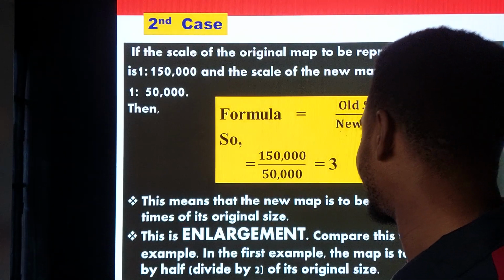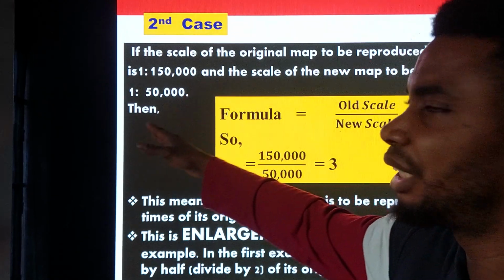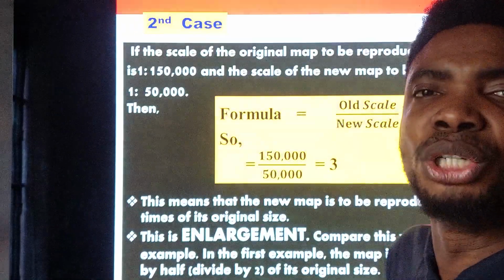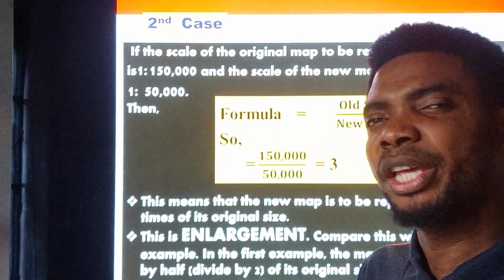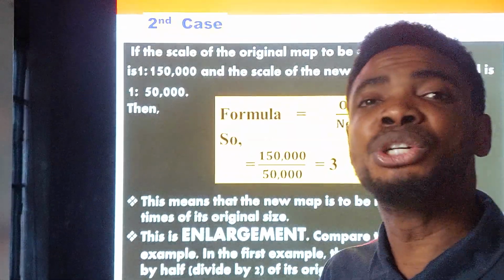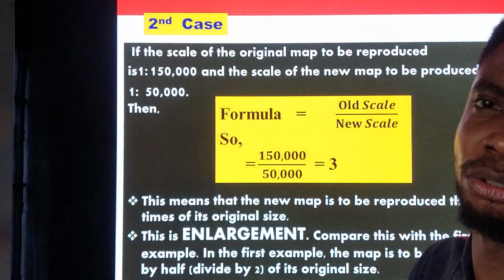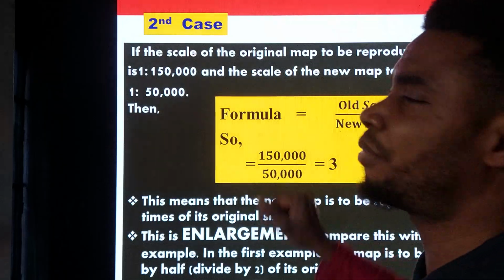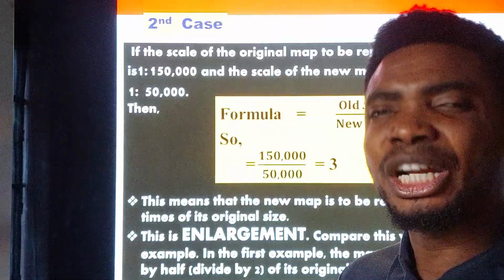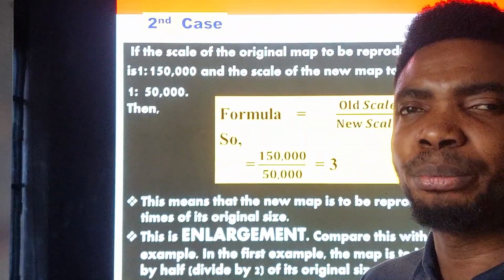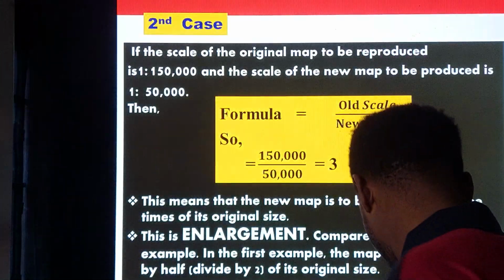So we have a second case. Like I said, they give you a new scale. The first scale that is on the map is 1 to 150,000. The new scale you are given is 1 to 50,000. Just say old scale over new scale, and you have 150,000 over 50,000. That will give you 3. That is a whole number, and the implication is that you are to enlarge the map to 3 times its original size.